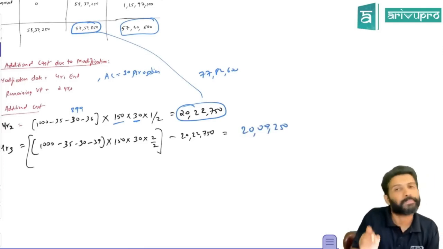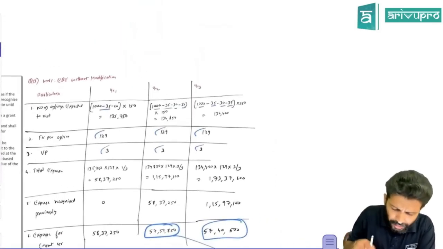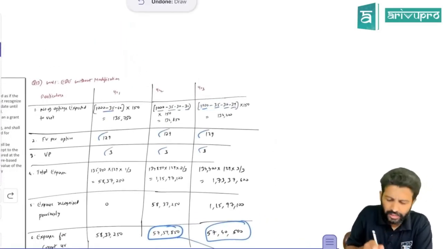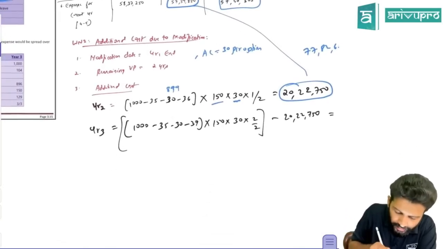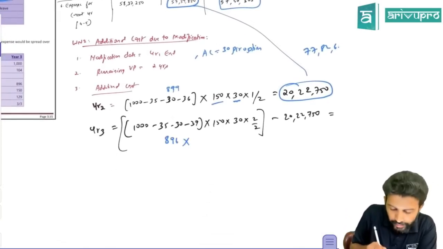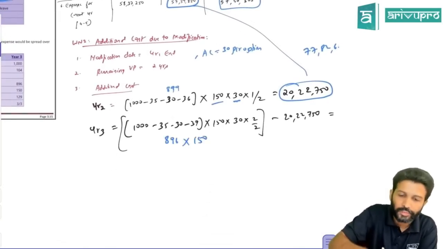It is actually 20,09,250. So in the third year, how many employees are there? 35 left in the first year, 30 in the second year, 39 in the third year. So 1000 minus 35 minus 30 minus 39, the number of employees is 896. Each employee can buy 150 shares, so you multiply by 150.